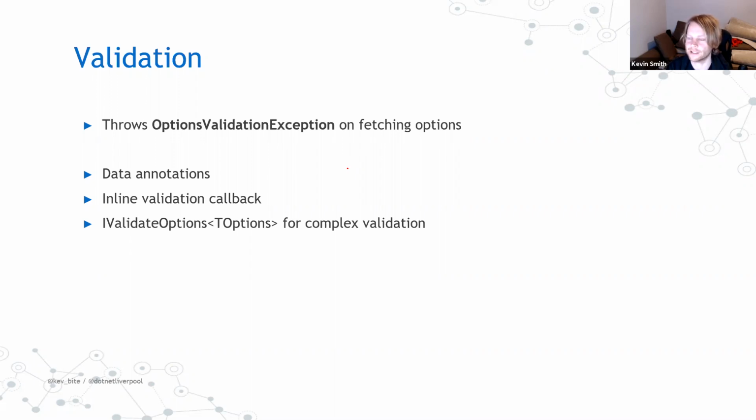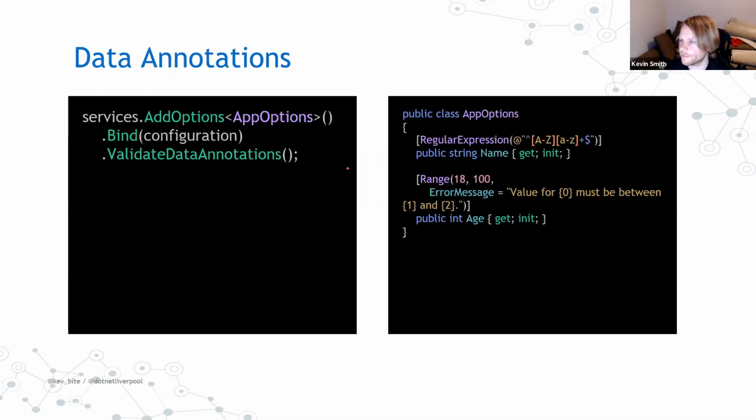There are three main ways you can do the validation. You can use normal data annotation attributes, you can use inline validation callbacks, and you can implement your own classes as well. This is the way you do the data annotations. When you declare this on the container, you now call AddOptions instead of Configure, which is a bit different, but it works exactly the same way. You pass in the type here, then call Bind, and then ValidateDataAnnotations. These are just the normal data annotations you'd use for the normal ASP.NET Core validations, or if you use Entity Framework, you can use them there as well. This one is using a regex on a name property, and this one is using a range on an age property. You can also give different error messages as well, which I'll come back to.